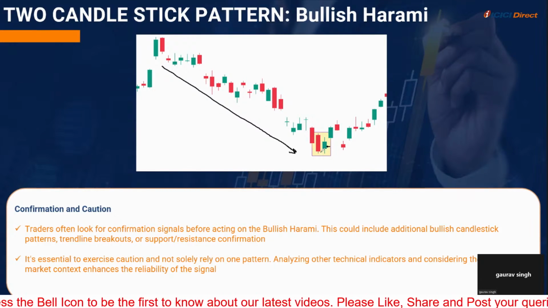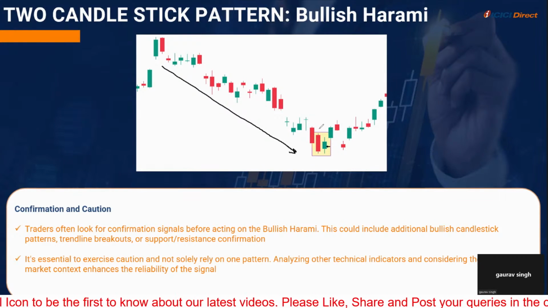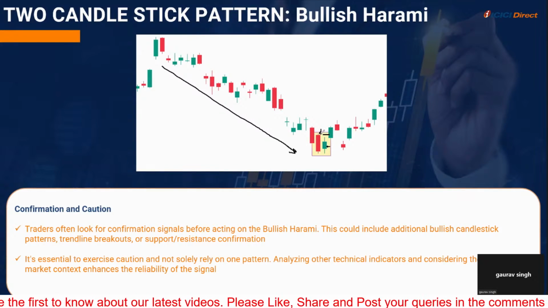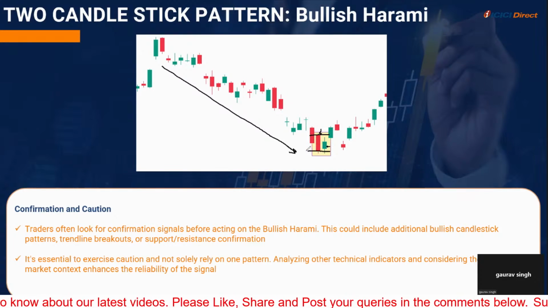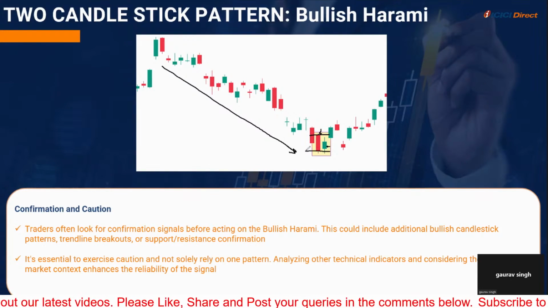Is this condition met? The first condition is met. The close of this green candle should be lower than the open of the previous candle. So can I say this candle is engulfed? Well, I'm sorry, I'm not going to say engulfed. It is formed between the open and close price of my red candle. Is this clear?